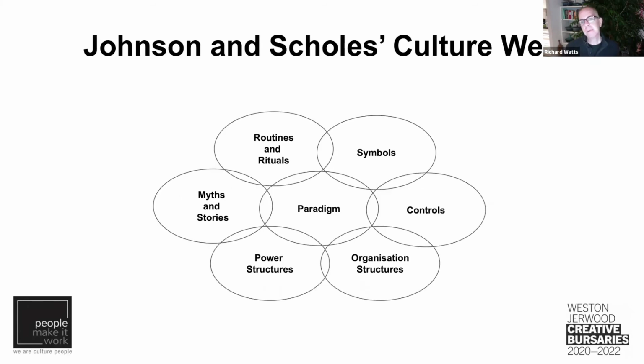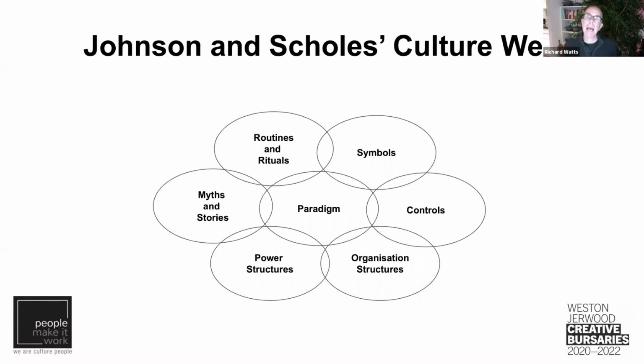Now, I really like this model too. Again, it helps us move from the abstract idea of culture down to a set of things, six things that make up our paradigm. What are our routines and rituals in our organisation? They're culturally formed and culturally formative. What symbols have power in our organisation? They're culturally formed and culturally formative. What controls are there in our organisation? They're culturally formed and culturally formative. What are our organisational structures? Again, they're culturally formed and culturally formative. What are our power structures? And what are our myths and stories? They add up to creating a paradigm, a way of thinking about our organisation.